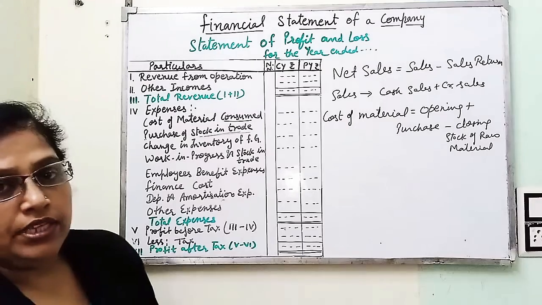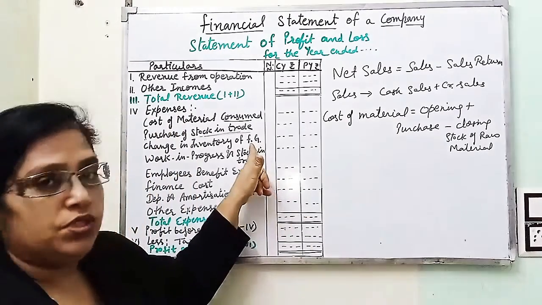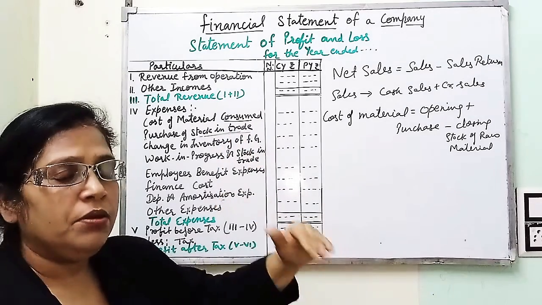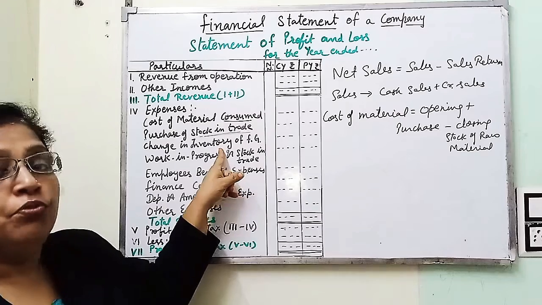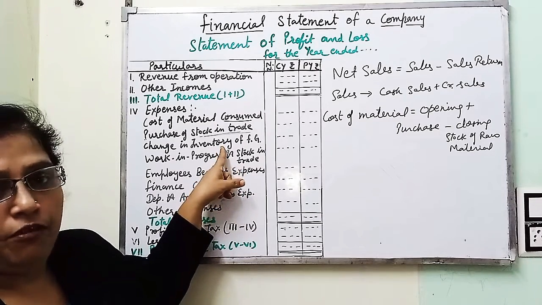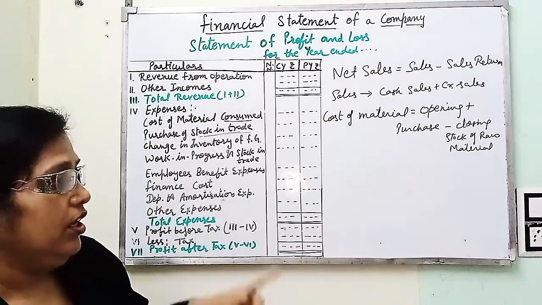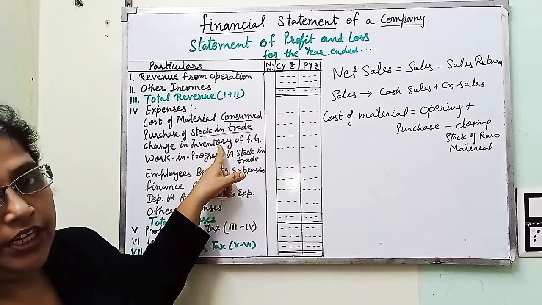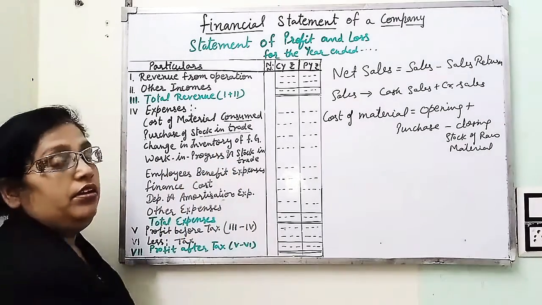Change in inventory means change of stock of finished goods, means opening stock minus closing stock. If opening stock is more than closing stock, then the amount will come in positive form. And if opening stock is less than closing stock, then the amount will come in negative. In the same way, work in progress, stock in trade.